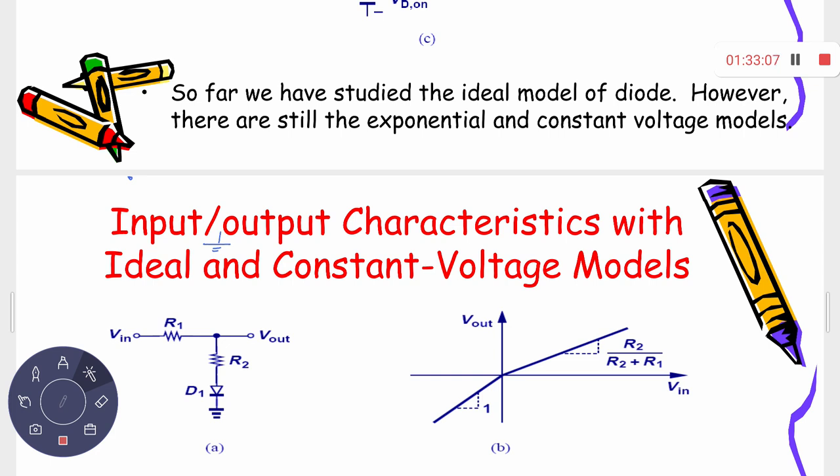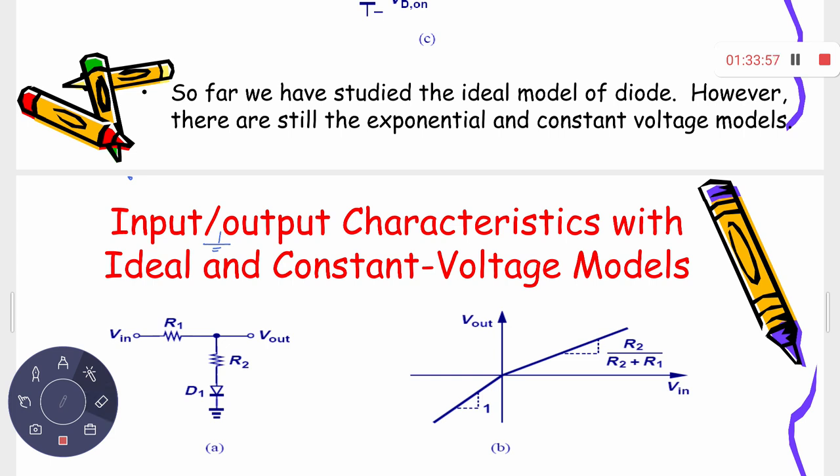On the other hand, when Vin is greater than 0, now the current will flow in this loop. Since it's an ideal diode, this drop is equal to 0. What is the amount of current? Vin upon R1 plus R2, right? Then what is your Vout? Vout is nothing but the current multiplied with R2. So Vout is Vin multiplied with R2 divided by R1 plus R2, right? So you have a slope, but not equal to unity, rather R2 upon R1 plus R2. Clear?